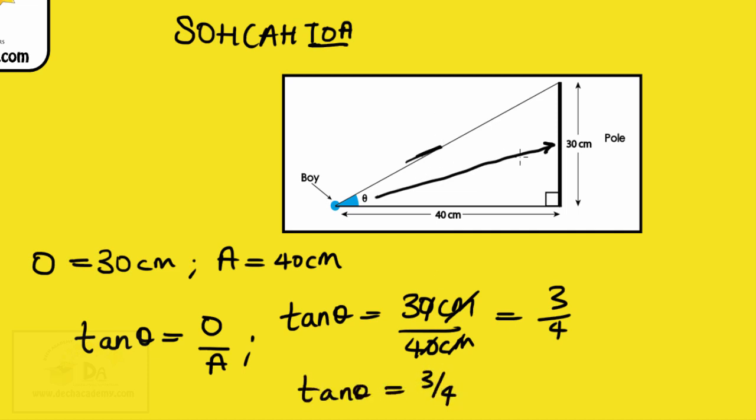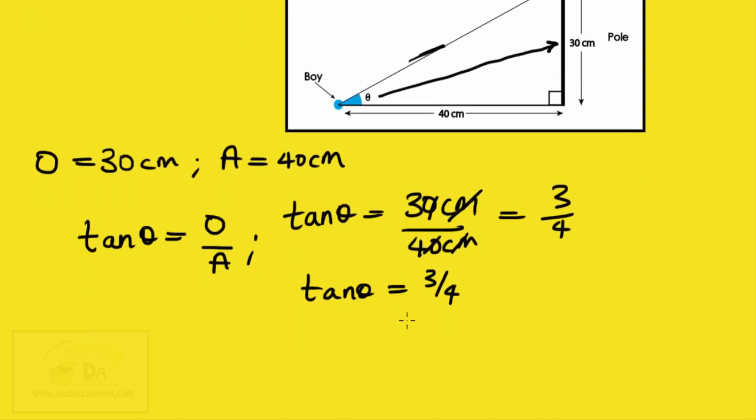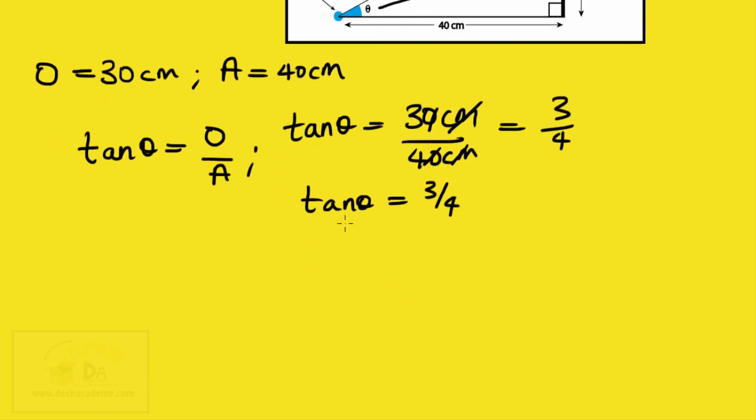So just by looking at a triangle and using the TOA bit of SOHCAHTOA, we've gotten this equation: tan theta equals 3/4. Theta is the angle of elevation. We're looking for the value of theta. How do we get theta when we have an expression like this? Well, we take the inverse tangent of tan theta to get rid of the tangent.